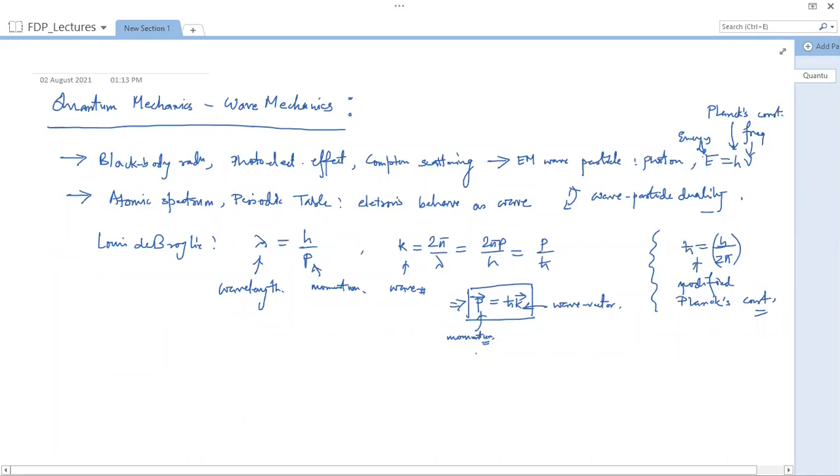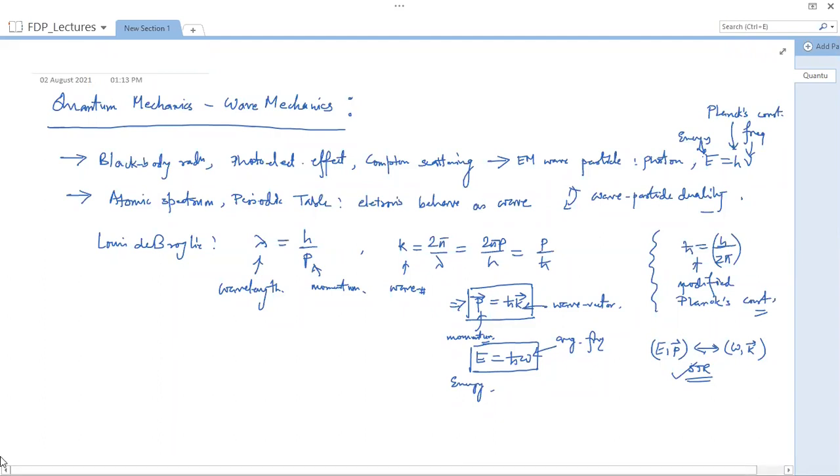And p equals h bar k, and the energy will be h bar omega, where omega is the angular frequency. And since E and p form a 4-vector, we can say omega and k form a 4-vector kind of thing. This is in the special theory of relativity. I am not going there, but I just wanted to mention that.